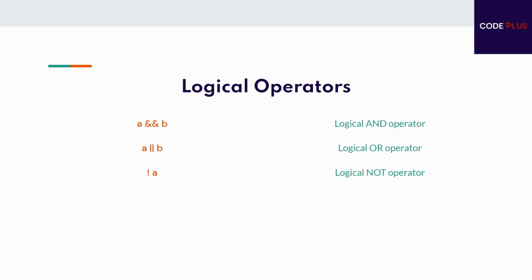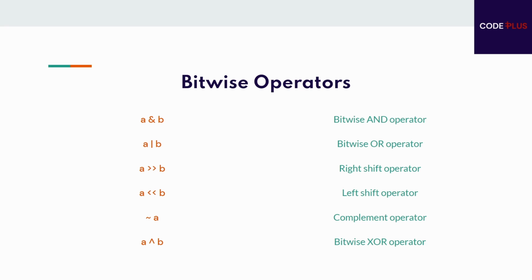Logical operators are used to combine 2 or more conditions or complement the evaluation of the original condition. The result of the operation of a logical operator is a Boolean value, either true or false. For example, the logical AND operator returns true when both of the conditions are satisfied. Otherwise, it returns false.